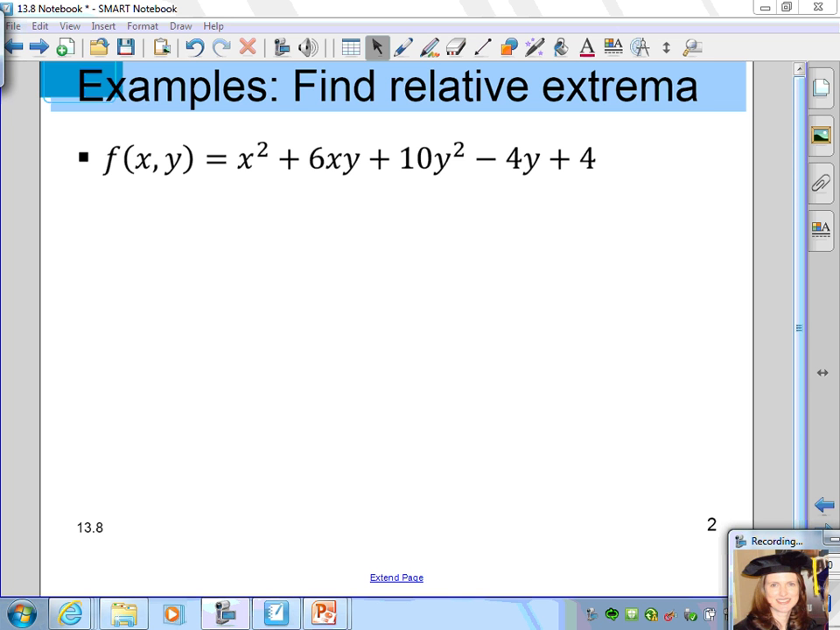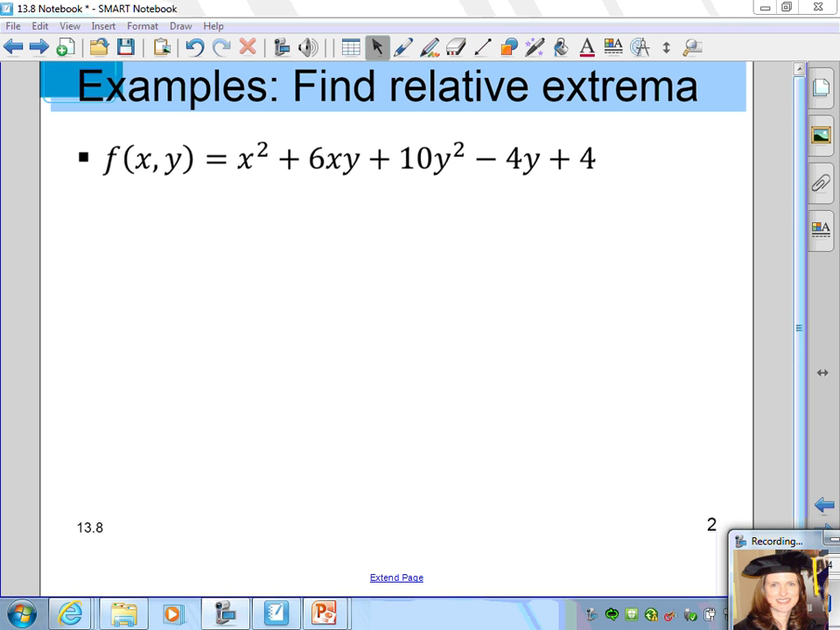Here's another example of finding the relative extrema for f(x,y) = x squared plus 6xy plus 10y squared minus 4y plus 4. Go ahead and use the second partials test to determine if this has a relative max, a min, or a saddle point. Pause the video, work on this on your own, and then come back and check your work.